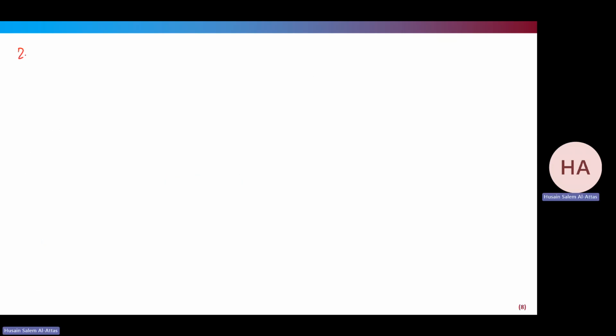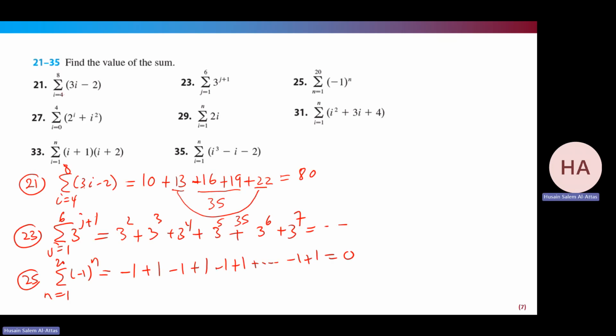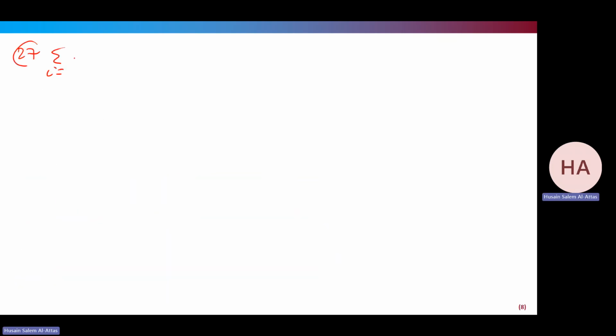27. Summation i equals 0 to 4 of 2 to the power i plus i squared. When i equals 0, I have 2 to the power 0, that will be 1 plus 0.